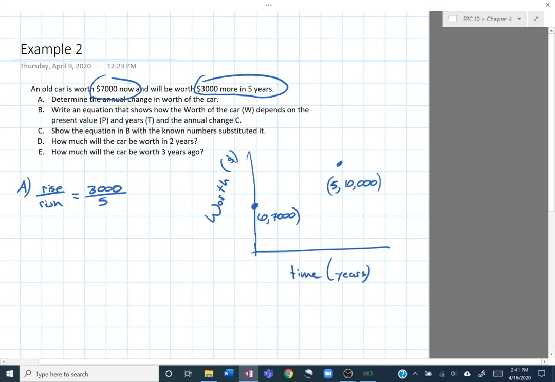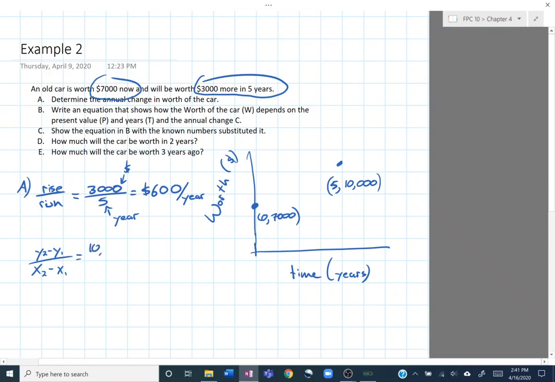Now, if you'll excuse me just for a second, I'm going to have to plug that into a calculator, 3,000 divided by 5, because I'm bad at the mental math. I should know that one though. It is $600 per year. Again, same as last time. My rise is in dollars. My run is time, in years. It's $600 per year. I can also look at this and I could do my y2 minus y1 over x2 minus x1 if I wanted.